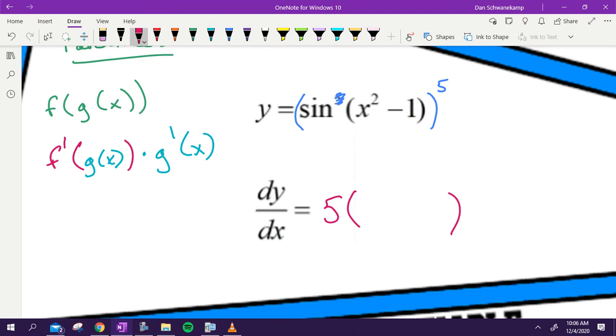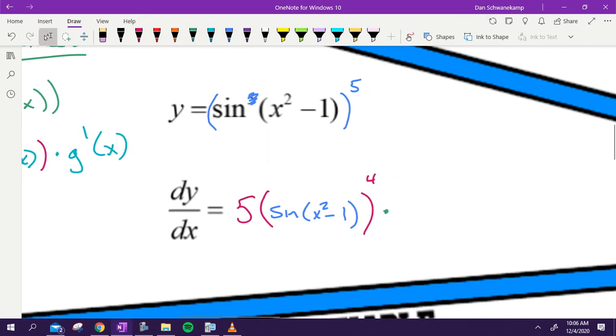Good. So she did the 5. What would your new exponent be? 4. Good. And then you were describing rewriting the inside. So sine of x squared minus 1. Good. She took the derivative of the mama. She rewrote the baby. Then from there, Natalie, what could I do from that point? Cosine. And then she rewrote x squared minus 1. And then she's going to take the derivative of this baby, which would be 2x.